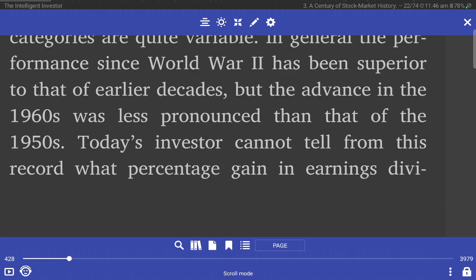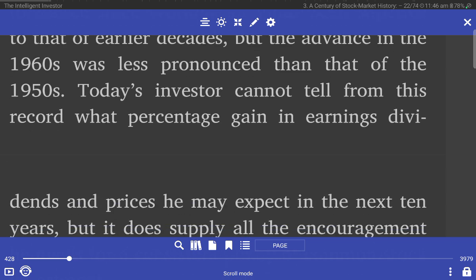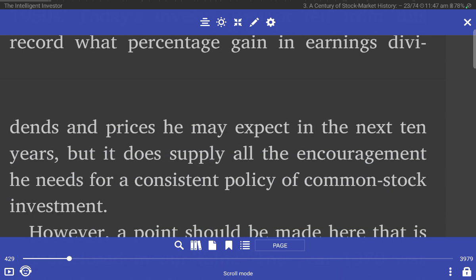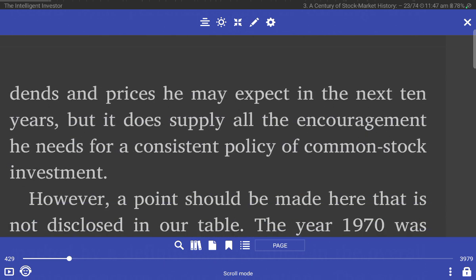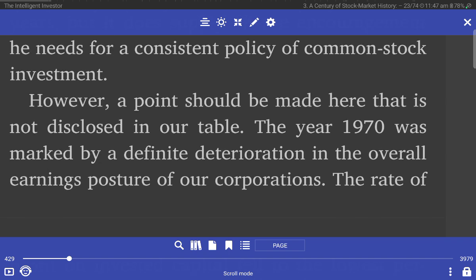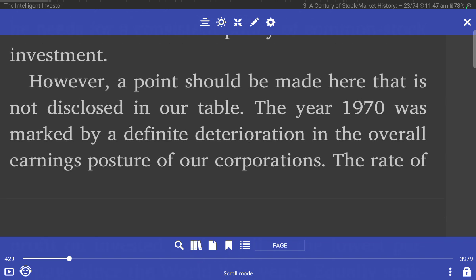The investor cannot tell from the record what percentage gain in earnings, dividends and prices he may expect in the next 10 years, but it does supply some of the encouragement needed for a consistent policy of common stock investment. However, the point should be made here that is disclosed in our table.